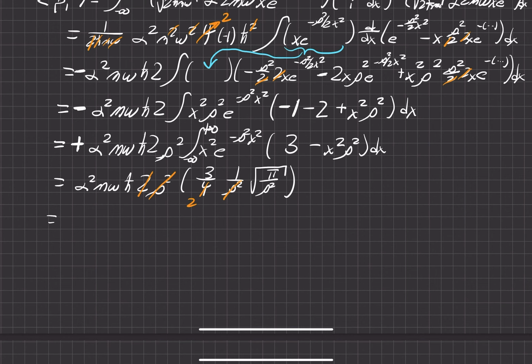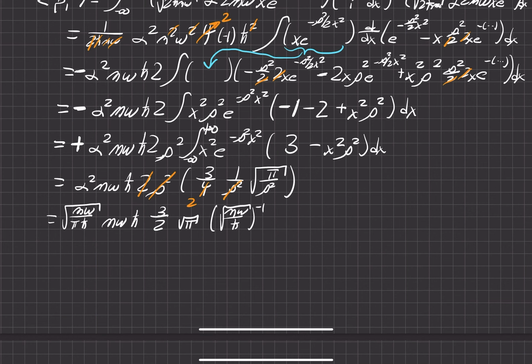And while we're at it, we're going to expand out our little constants that we have here. So alpha squared ends up being the square root of m omega over pi h bar, times m omega h bar to the 3/2. And now we just have a square root of pi and a 1 over rho. Let's explicitly write out rho. So it'd be the inverse of, that would just be m omega over h bar, inverse, square root here.